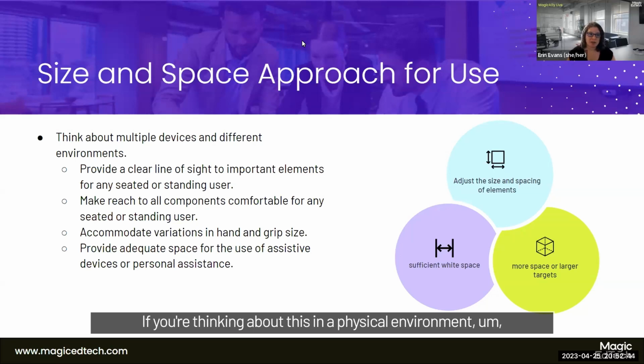If you're thinking about this in a physical environment, we'll go back to kiosks or ATMs at a bank on the sidewalk. You want to make sure that users can navigate to that ATM, that they can comfortably use all of the buttons without having to stand up or without being blocked by barriers that might be in the way. So just really thinking about how people are getting to your product is something that's important here.